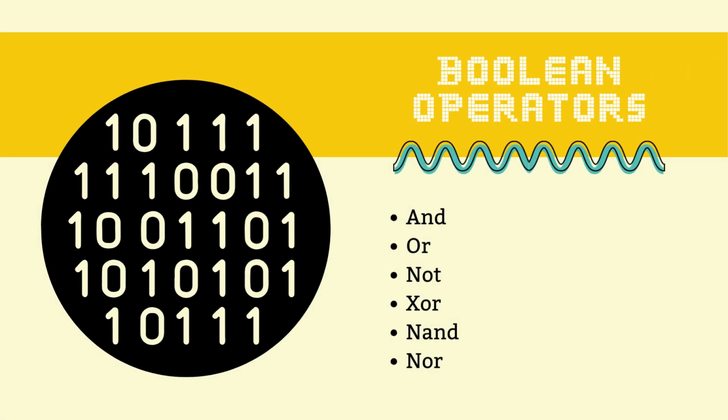Now, let's take a closer look at the main Boolean operators. First, AND returns true only if both inputs are true. OR returns true if at least one input is true. NOT reverses the value: if it's true, it becomes false and vice versa. XOR, or exclusive OR, returns true only if the inputs are different. NAND, Not AND, the opposite of AND. It returns true unless both are true. NOR, Not OR, the opposite of OR. It returns true only if both are false.